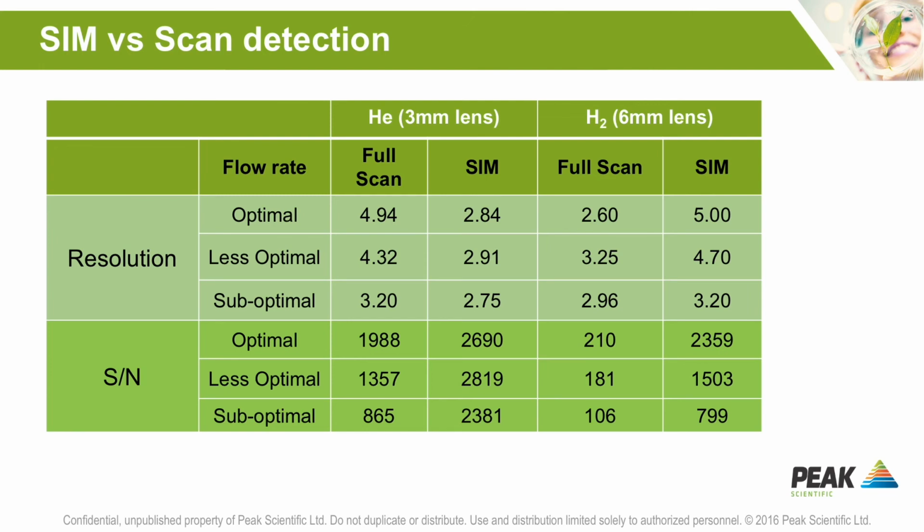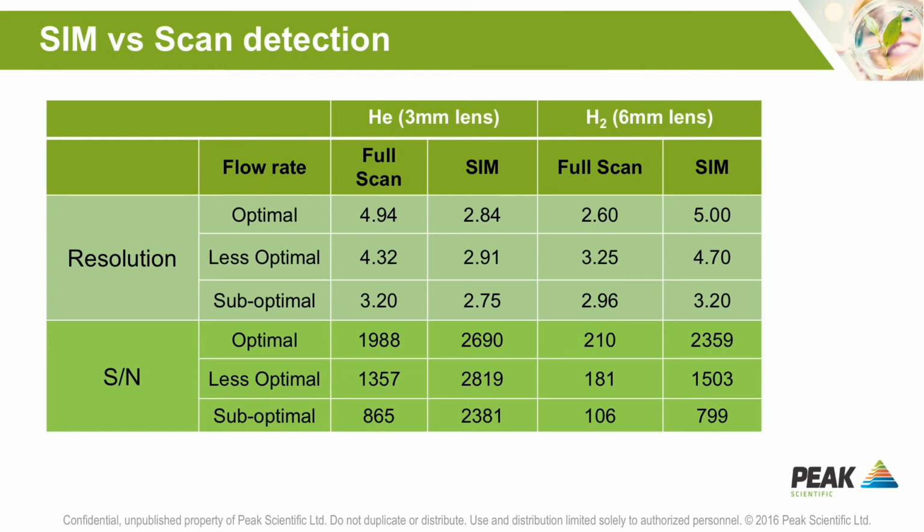Now if we look at the bottom of the table and look at the signal to noise, when we look at full scan detection, we actually see a huge drop off when we're looking at hydrogen in full scan mode. So typically Agilent say that we can expect to see a 2 to 5 times loss of sensitivity. When we look at the signal to noise here, we're actually down to a tenth in full scan mode.